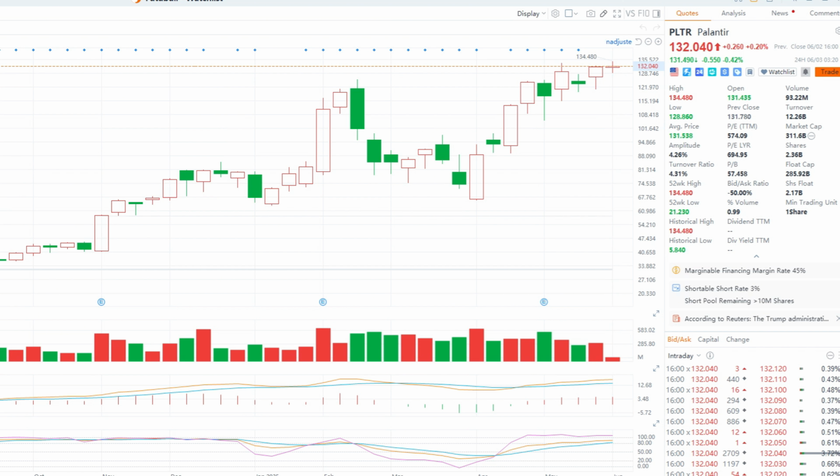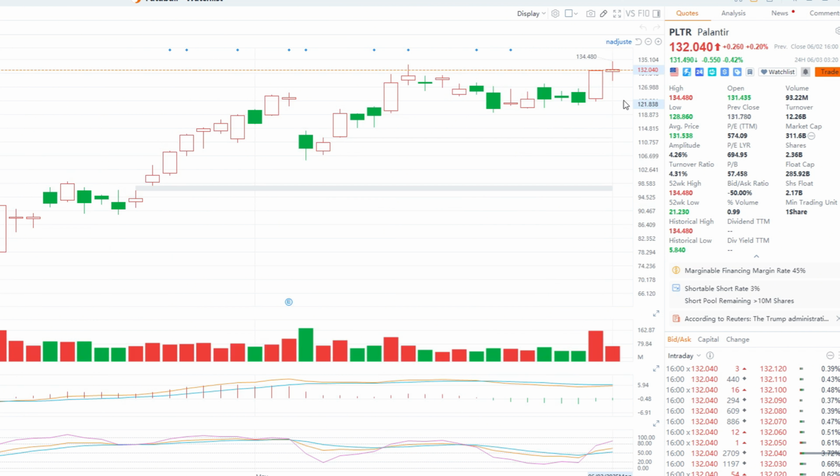If that's the case, what should we do? Go short. So at this level, after a big green candle, we see a doji next. This is a good place to go short. There are two ways to go short. First, you can short the stock itself. Second, you can use options to go short. We're talking about a put option.